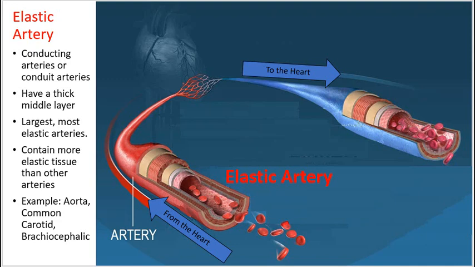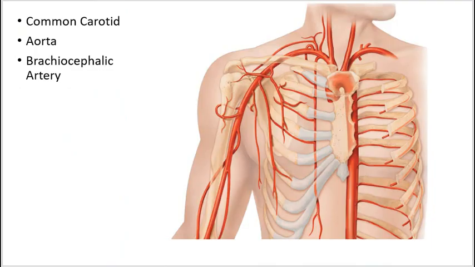And this is important because as the ventricles contract, they should be able to expand and basically absorb that pressure and then recoil back to their original shape. An example of this type of arteries is aorta, common carotid artery, brachiocephalic artery. For instance, if you look at this diagram, right over here you have subclavian artery, you have common carotid artery, and we have brachiocephalic artery.